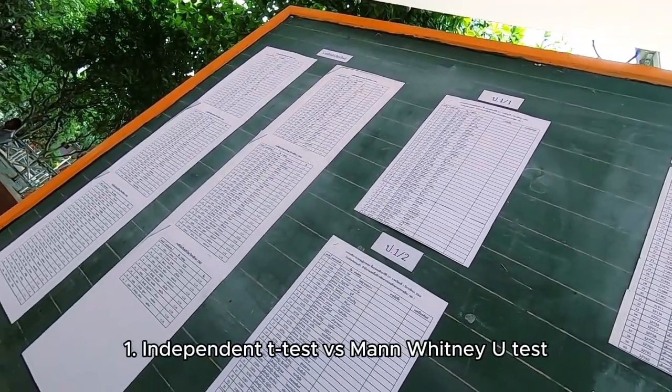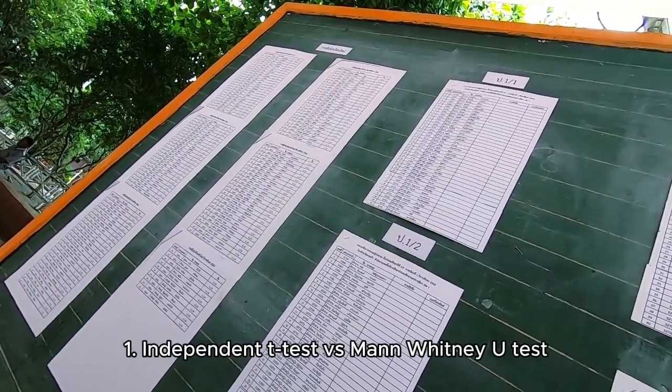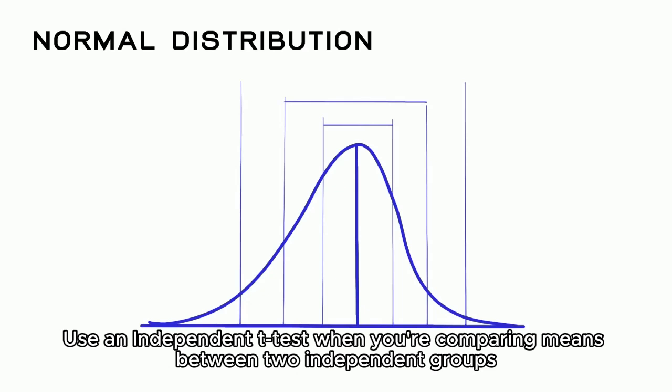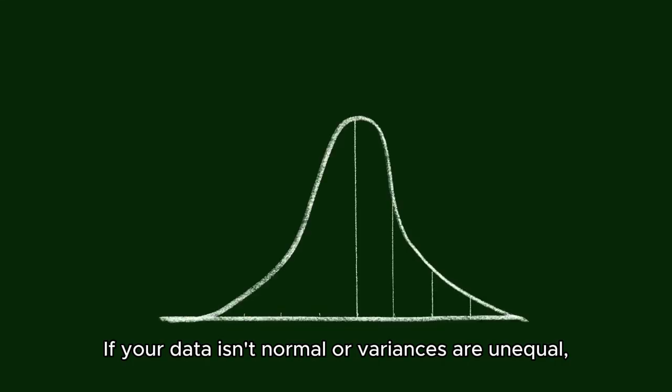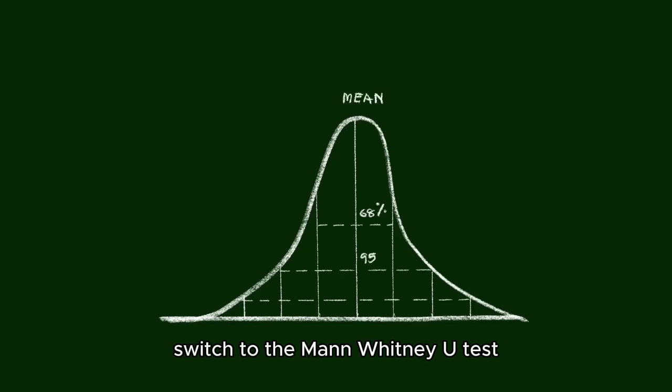1. Independent t-test versus Mann-Whitney U test. Use an independent t-test when you're comparing means between two independent groups, but only if the data is normally distributed and variances are equal. If your data isn't normal or variances are unequal, switch to the Mann-Whitney U test.